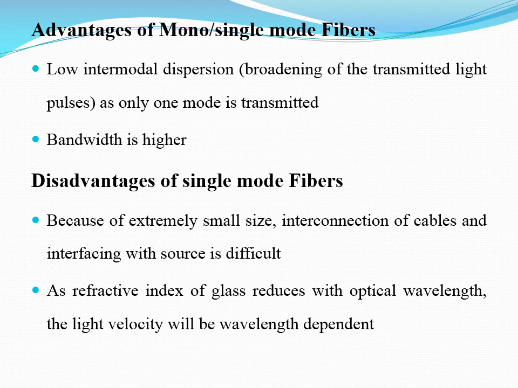Then we look into the advantages and disadvantages of these two types of fibers, that is single mode step index fibers and multimode step index fibers, and also graded index fibers, which is multimode type. So coming to the advantage of monomode or single mode fibers, it can have low intermodal dispersion, because broadening of transmitted light is eliminated. So this process gets eliminated because only one mode is transmitted.